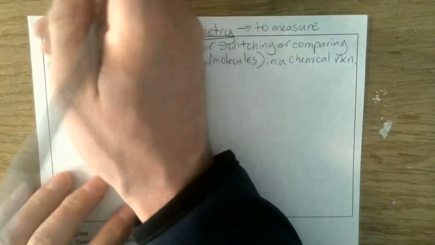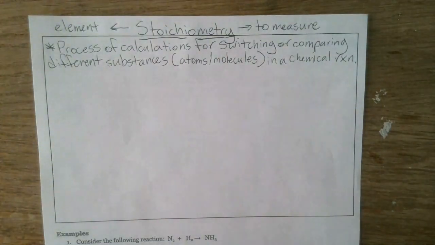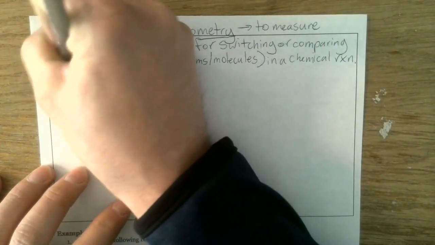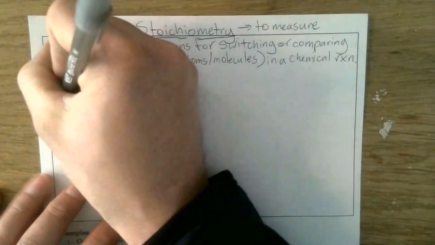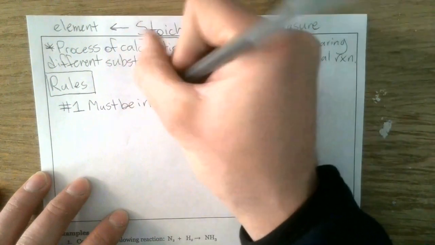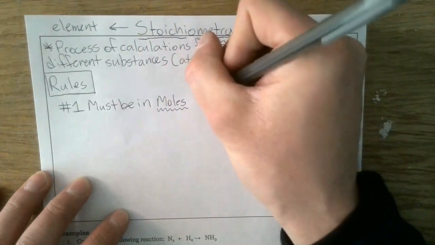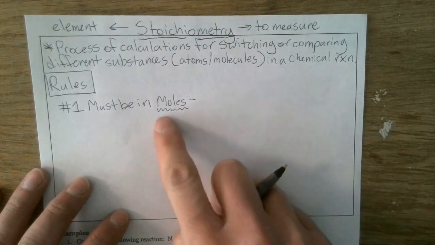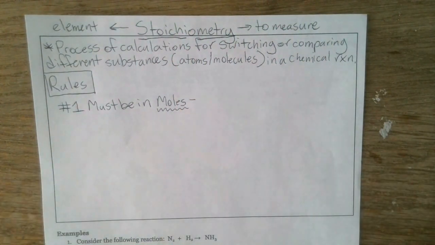So we're going to follow a couple of rules, similar to a lot of our other processes, while we are trying to solve stoichiometry here. So our rules that we're going to follow. The first rule is that we need to have moles as our main unit of conversion. So in order to go from one substance to another, we need to have each substance be in moles.